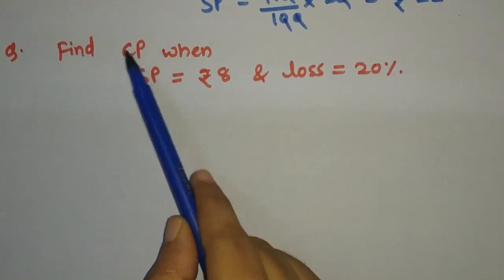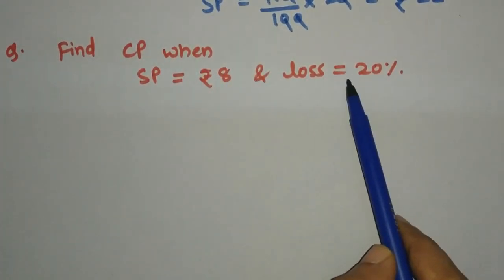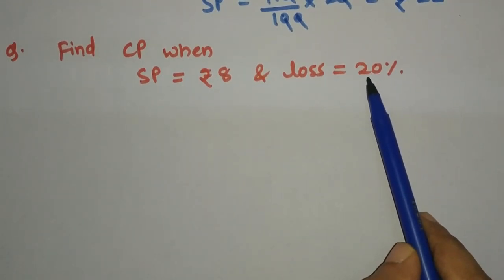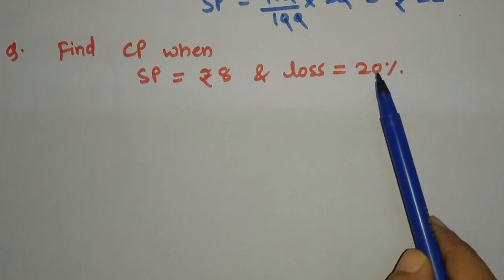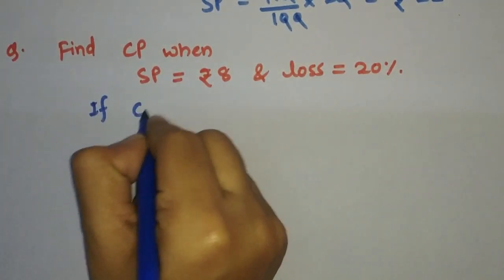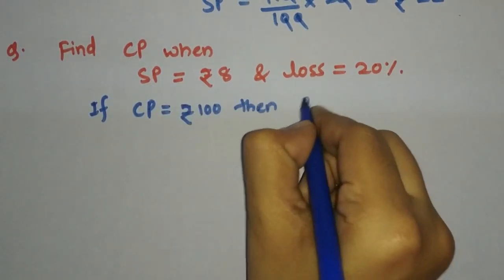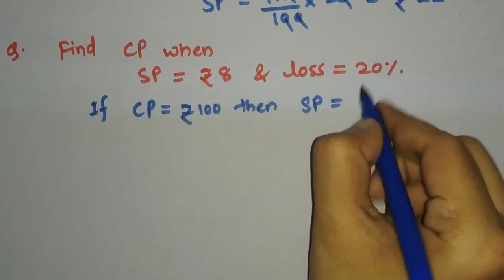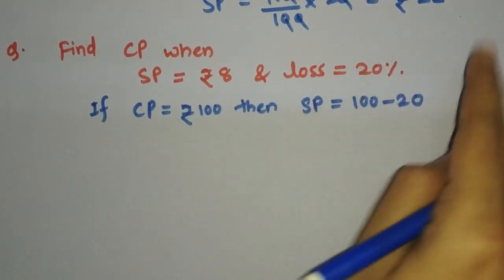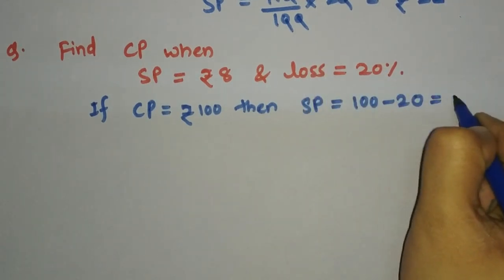So now in this question, find the cost price when selling price is rupees 8 and the loss is 20%. So again here it is given loss percent. So we'll start by considering our CP as 100. If suppose CP is rupees 100, then selling price will be 100 minus this 20 because here it is loss. If profit is there, we'll add in 100. If it is loss, we'll subtract. So we'll get here rupees 80.